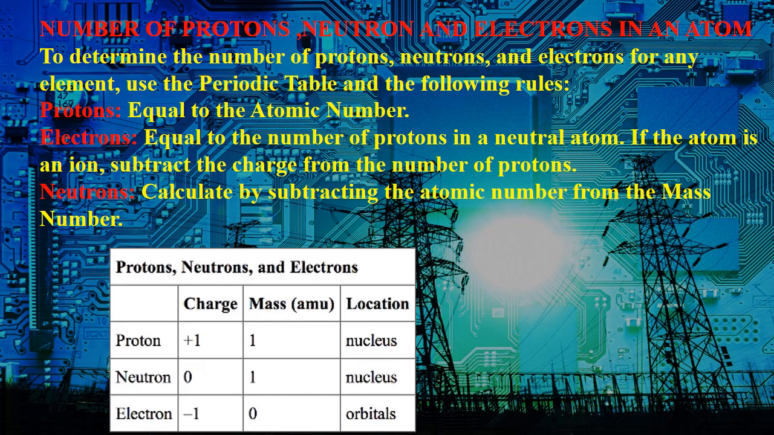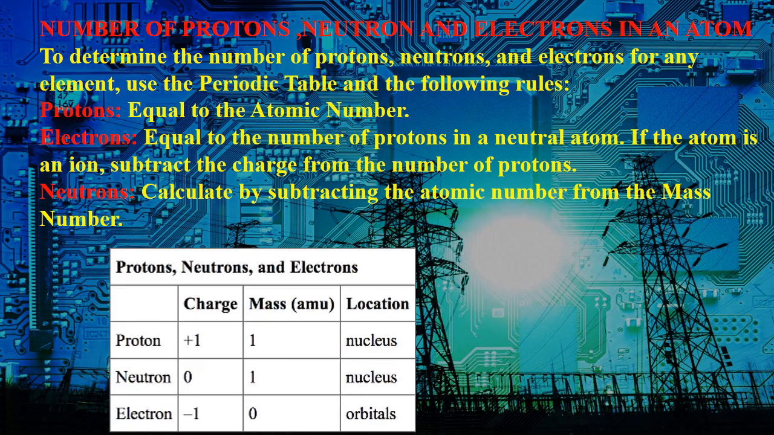Mass number is always greater than the atomic number. Like for carbon, it's 12 and 6. 6 is the atomic number, which is less than 12. 12 is the mass number. The number of protons is always equal to the atomic number, or in other words, the atomic number is always equal to the number of protons.